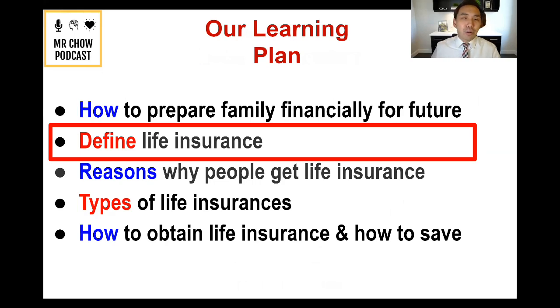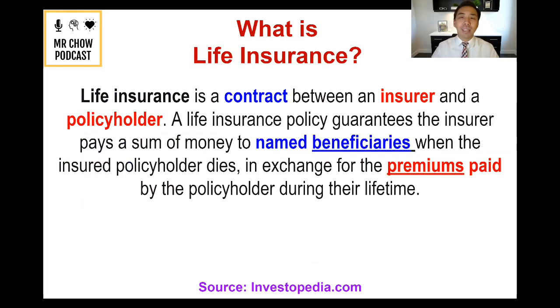Now, let's define life insurance. Life insurance is a contract between an issuer and a policyholder. So you would be the policyholder, and the issuer would be whatever company owns or holds that life insurance. A life insurance policy guarantees that the company pays a sum of money to the named beneficiaries, whoever you put to receive it, when the policyholder dies, in exchange for premiums. Monthly premiums are what's being paid every single month.